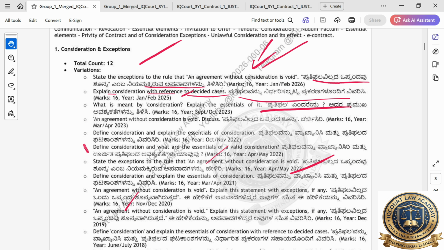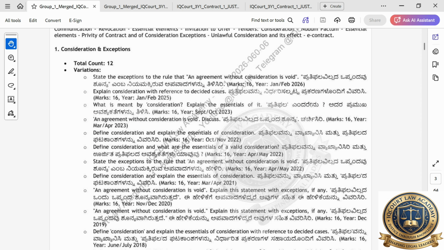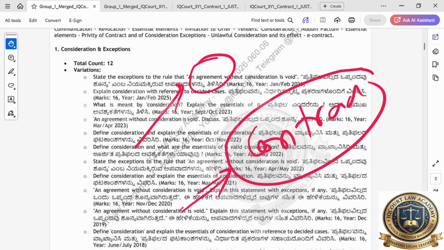Consideration means money or anything given in return for something. Without consideration, an agreement is void. People are not able to clear the exam because they are unable to understand the basic concept. Agreement is different. Contract is different. Both are different. Simply studying, you will not understand immediately. Agreement means just a normal agreement. Contract means a legally enforceable agreement.